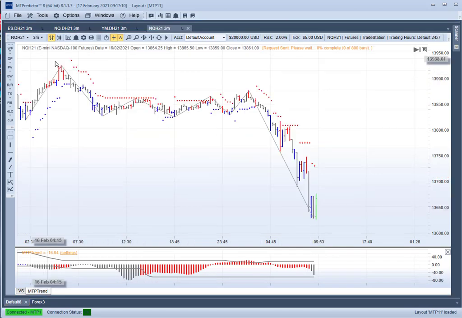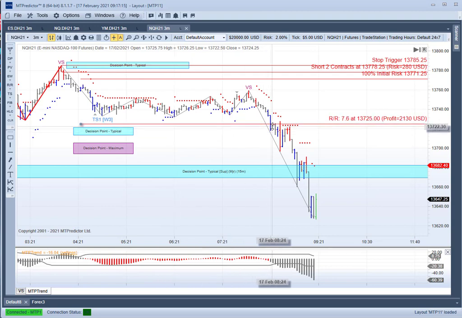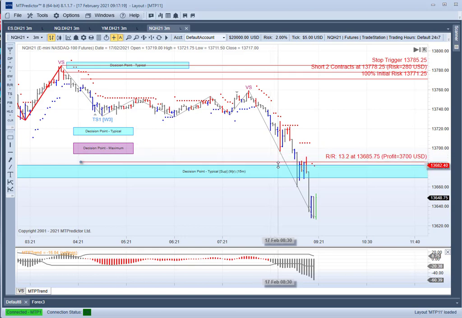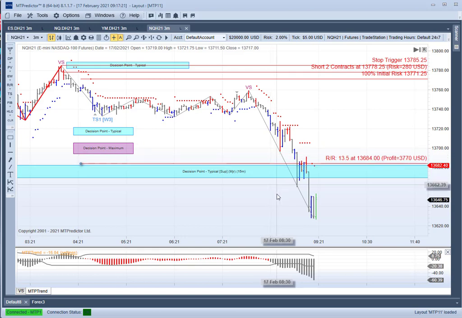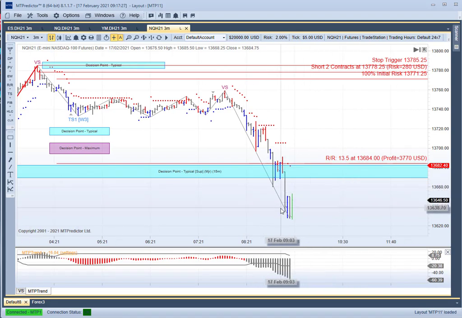So if we now go back to the 3-minute chart, if you're a more experienced trader, you might well have said, rather than coming out at this particular level here, I'll perhaps look to move down to the lower DP target, and that would increase the potential profit to nearer 13R. But that's only if you're a bit more experienced.